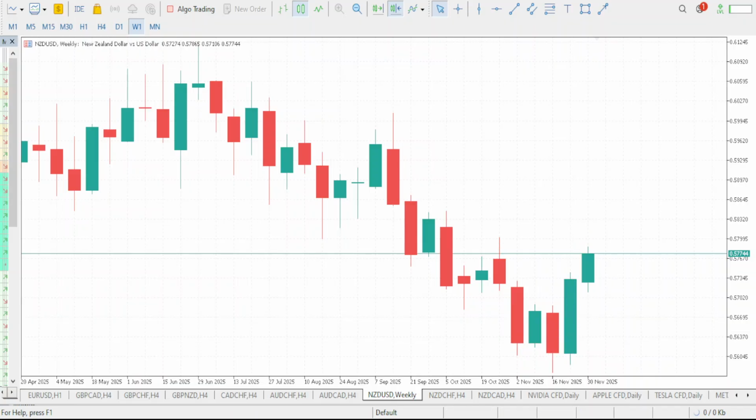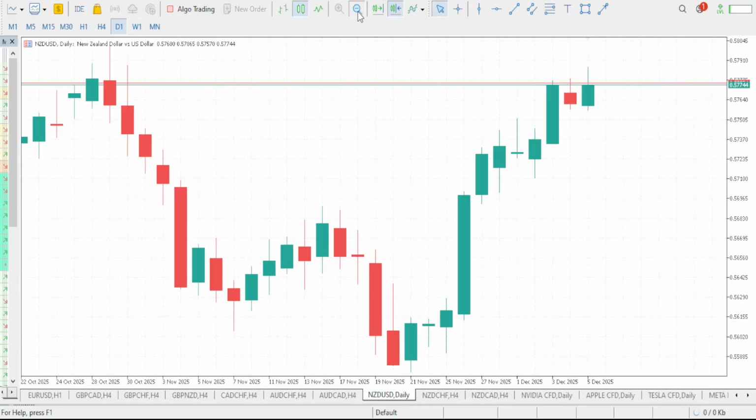So this is the first week here of bullish move. This is the second week of bullish move. Now this week that we are predicting for on New Zealand dollar, it will be our third week of a bullish move. So we will still be expecting a bullish move on our New Zealand dollar US dollar. Now let's go down to the daily time frame.